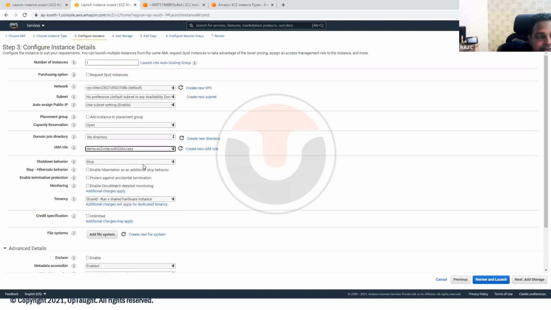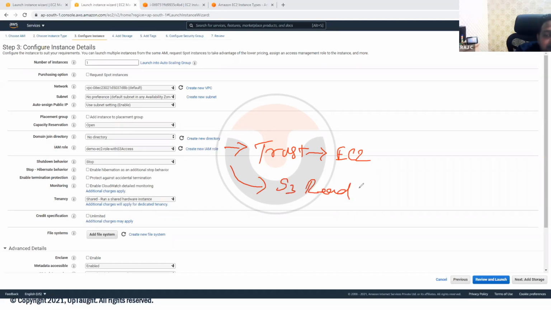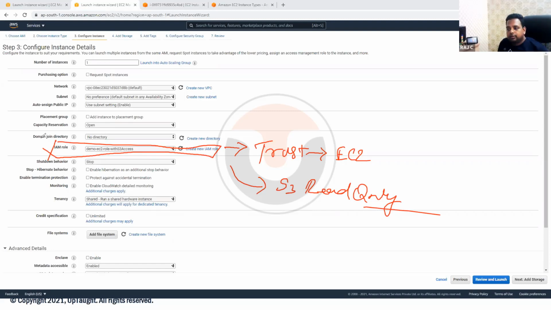The only condition here is that this role should have a trust policy for the EC2 service. And it should have a permission for S3. For example, you should have the permission given for read only, at least, if you want to access an S3 bucket. So this is how the IAM role works, and the IAM role has to be chosen here. Right, is that clear?